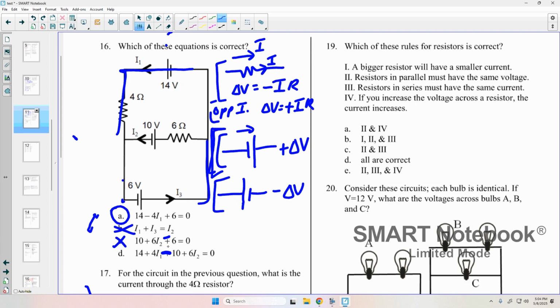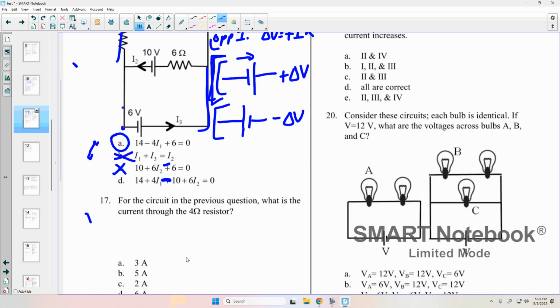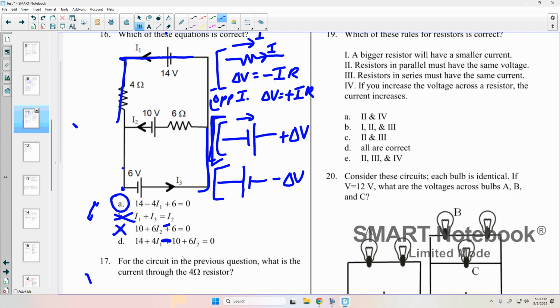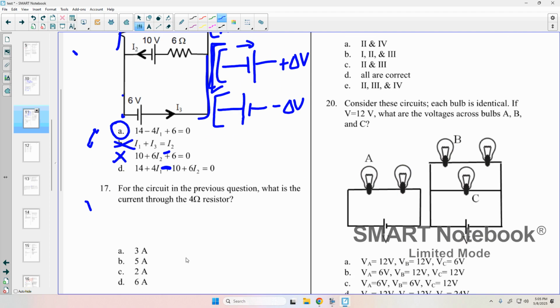Then, I want to know what is the current through the 4 ohm resistor. Usually, if you get the correct equation right, you can use that equation to find that current. So if you've done the first one right, then the second one is easy because now I know the equation to find that current. It's 14 minus 4i1 plus 6 is equal to 0, and I solve that for I1. That's 20 over 4. It should be 5 amps. Okay?